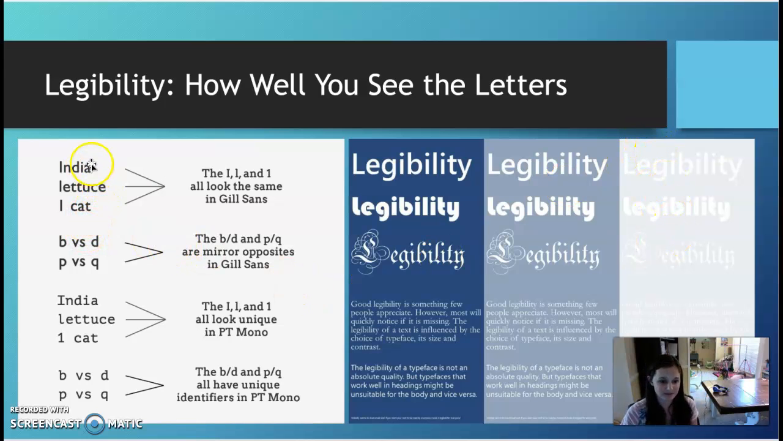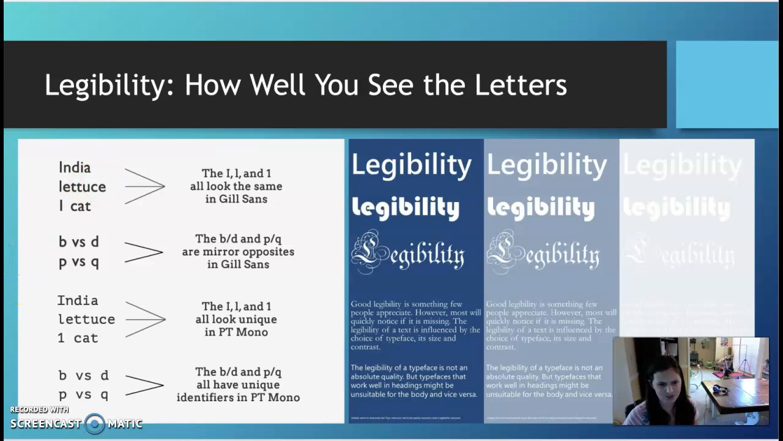So here are a few fonts that showcase that. In Gill Sans, the I, the L, and the 1 all look exactly the same. So that can be kind of hard to understand. In Gill Sans, the B and D and P and Q are mirror opposites, so that's another thing. But if you switch to another font like PT Mono over here, this is a serif font because it has the little feet. The I, L, and 1 are all unique. So obviously, we know this says India and lettuce. Those are easy words to understand, but some words won't be as easy to understand.